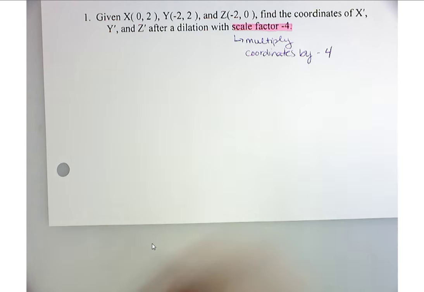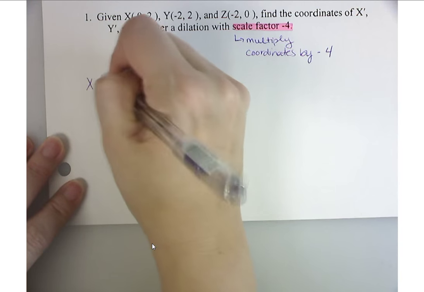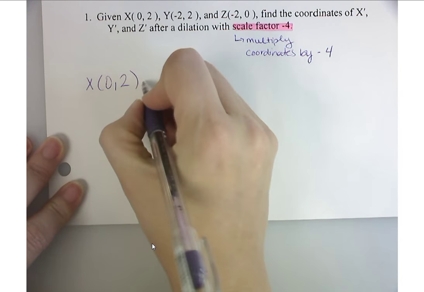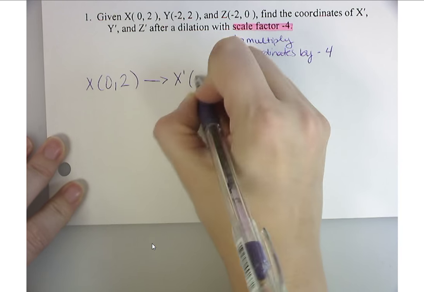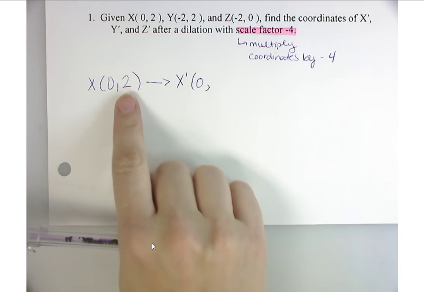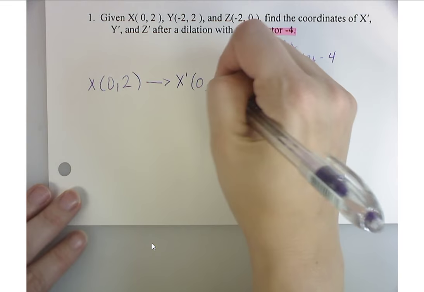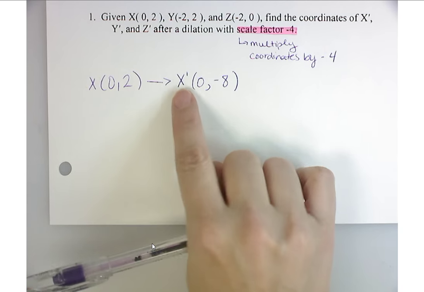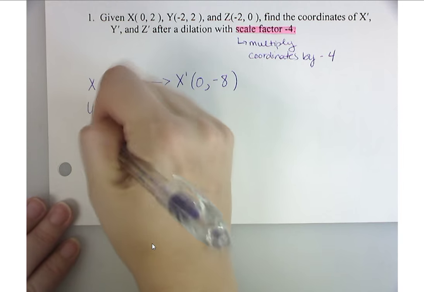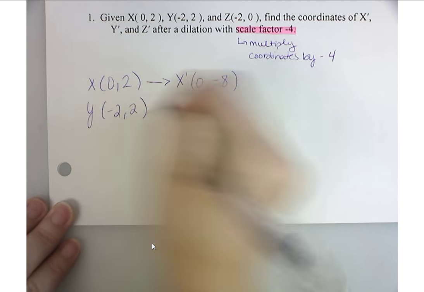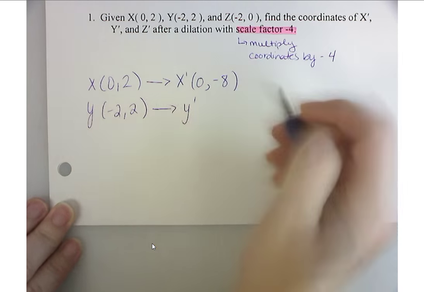All right, so let's start with x. So x is 0, 2. If I multiplied both of those by -4, well, 0 times anything is 0. What's 2 times -4? -8. So we would call that x prime. So why don't you guys see if you can do y prime and z prime?